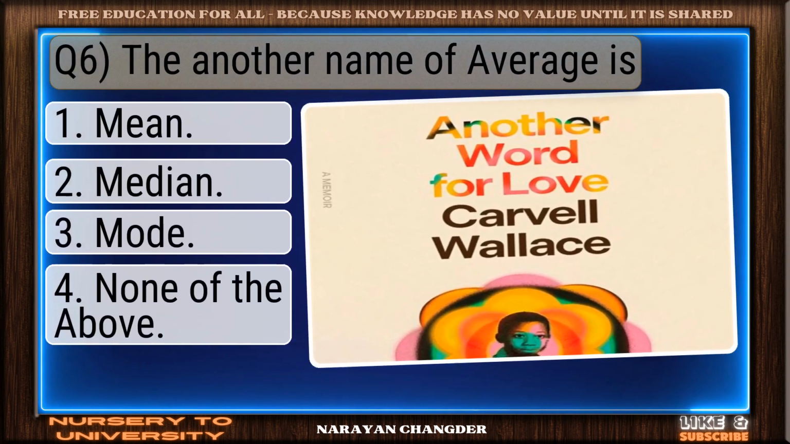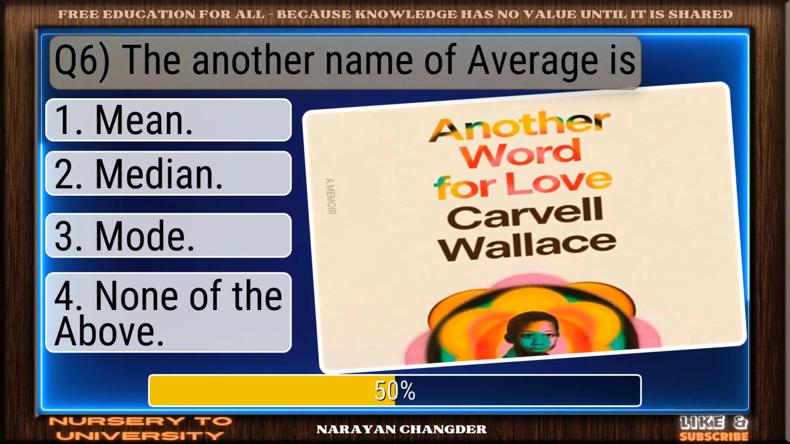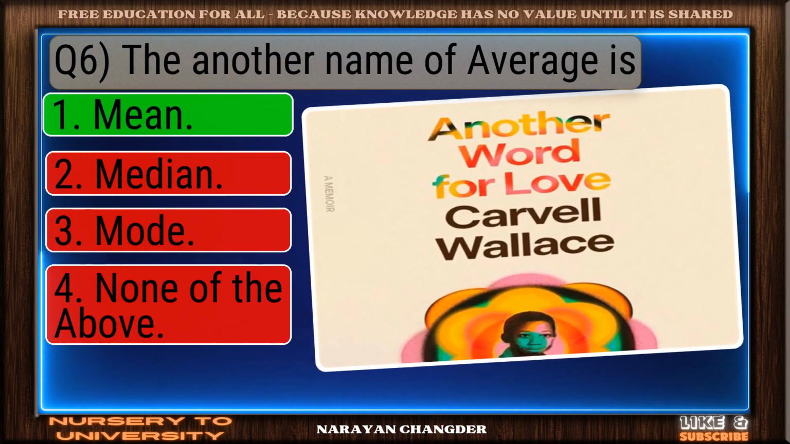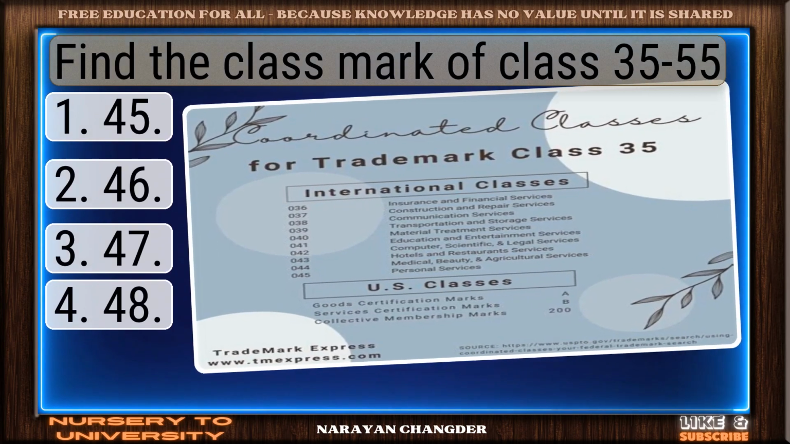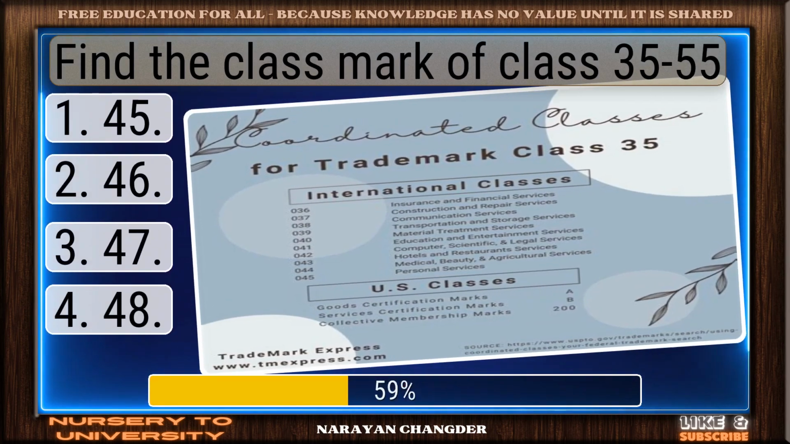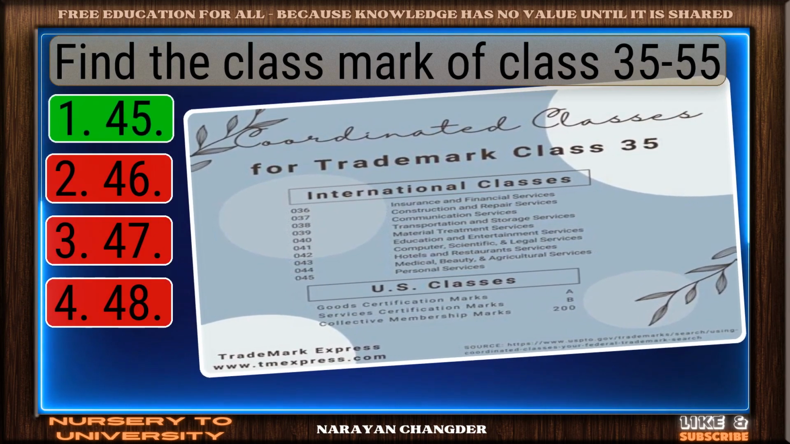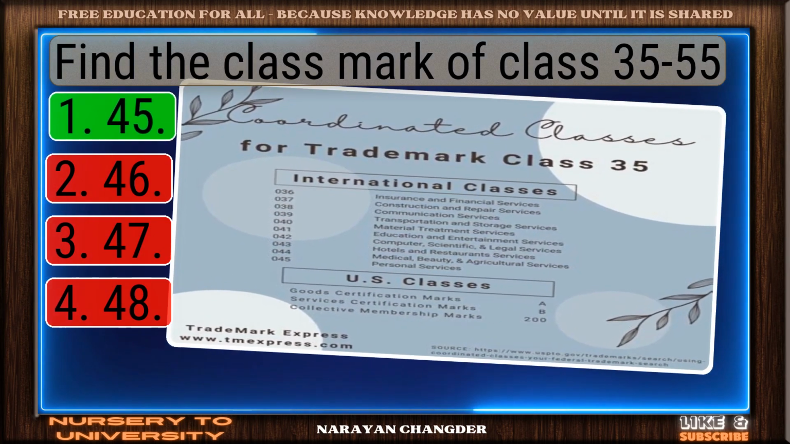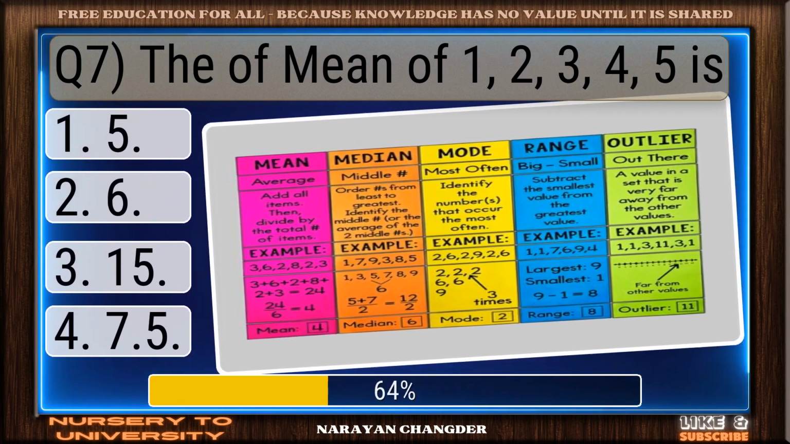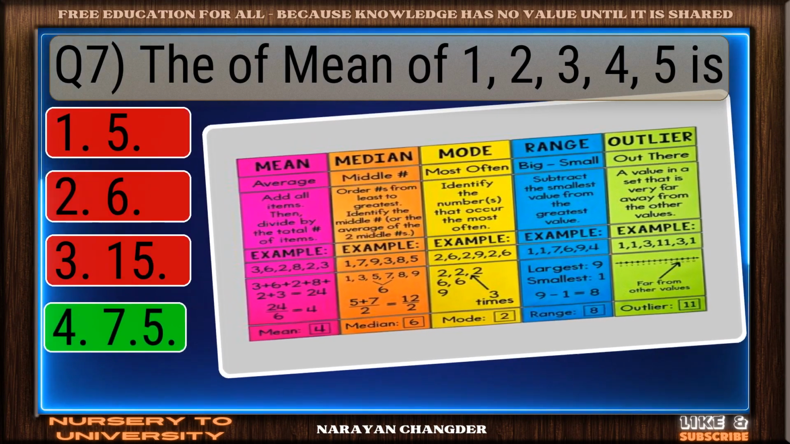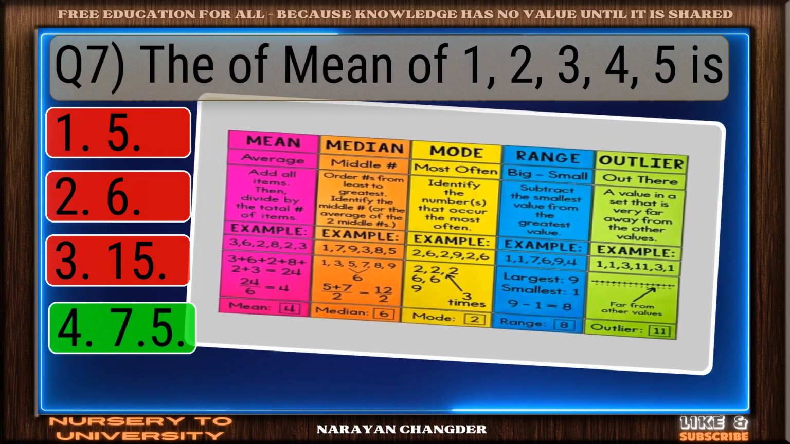Q6, the another name of average is... You got it. Mean fits. Find the class marker, class 35-55. Excellent. 45 is well reasoned. Q7, the mean of 1, 2, 3, 5 is... Nice selection. 7.5 is correct.